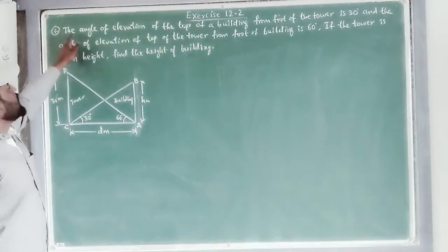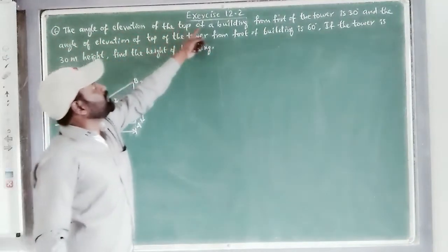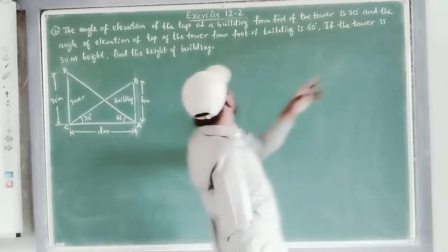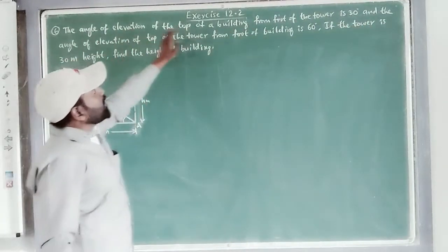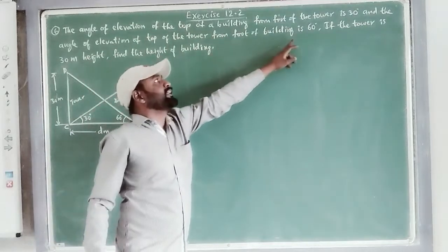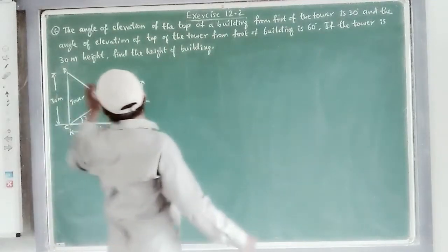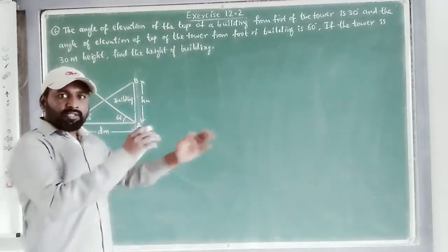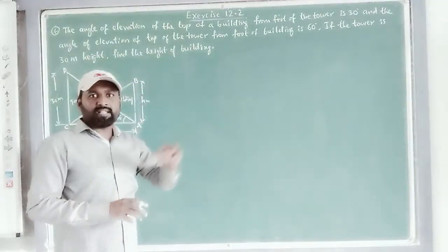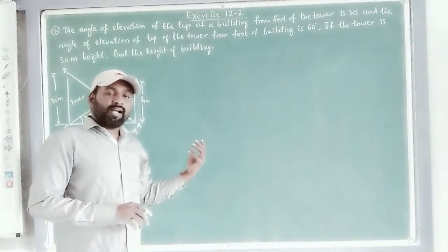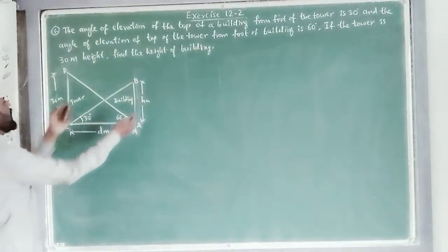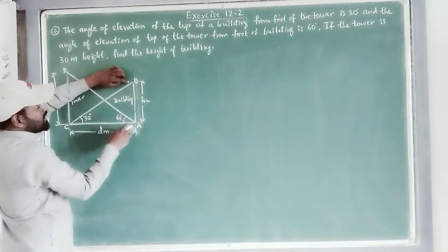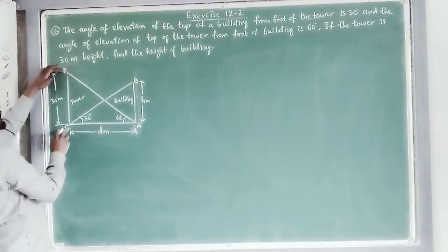Question number 6. The angle of elevation of the top of a building from foot of the tower is 30 degrees and the angle of elevation of top of the tower from foot of the building is 60 degrees. If the tower is 30 meters high, find the height of the building. Here two things are there. One is building, another one is the tower. Here both are standing. This is the building. I assigned the name as AB. AB is the building, CD is the tower.